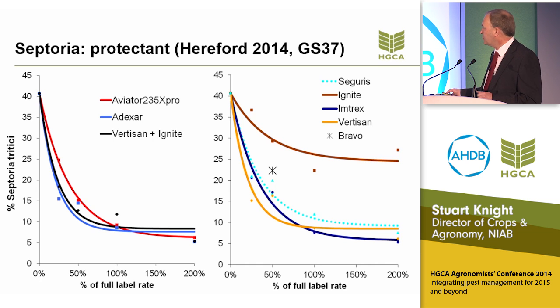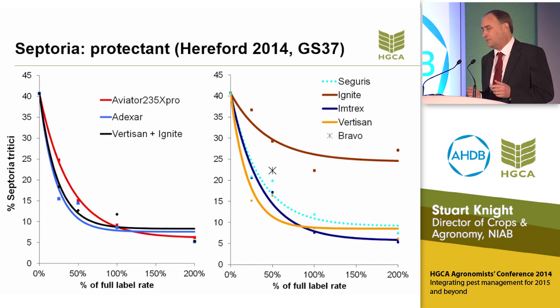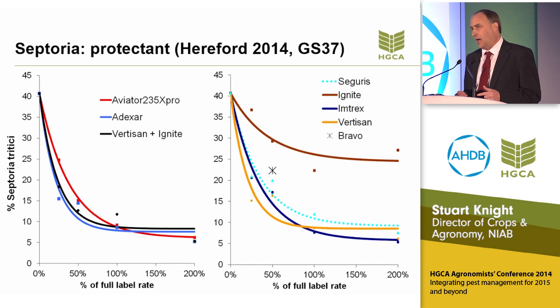And finally, on this trial, we haven't got Proline in this trial, but we do have Seguris, and so we've put Seguris on this line here. Now, on the chart on the left-hand side, you've got our main SDHI azole mixtures, our Aviator, Edexar, and Vertisan Ignite. What you'll see with those three is they are very, very close in terms of their performance. There's really no difference in terms of how effective they are in this protected situation. And in fact, if you compare across to the Seguris line, you can also see that the Seguris line is comparing very favourably with those other three SDHI azole mixtures.